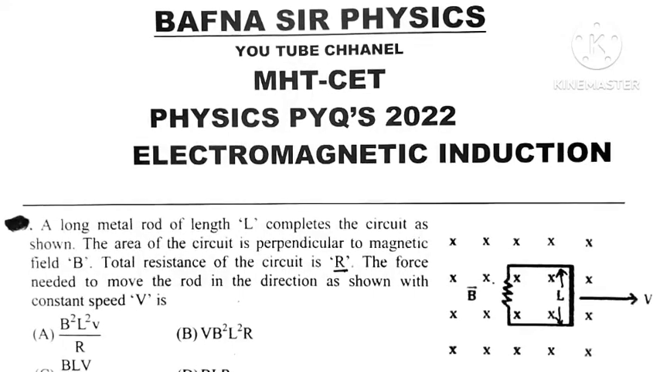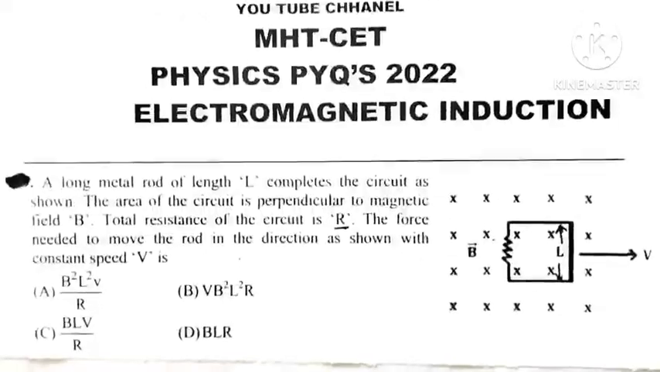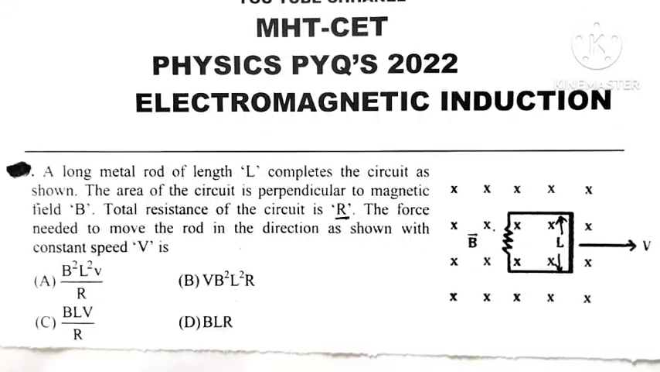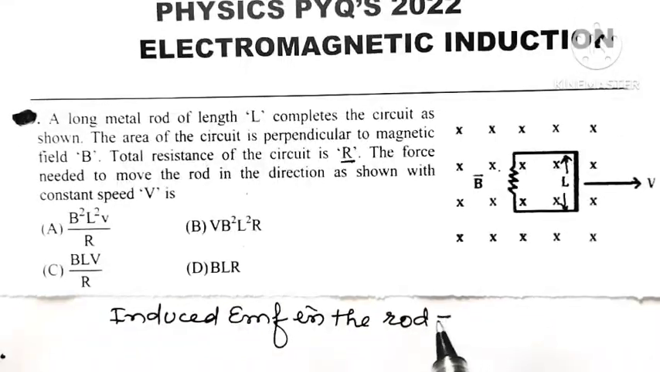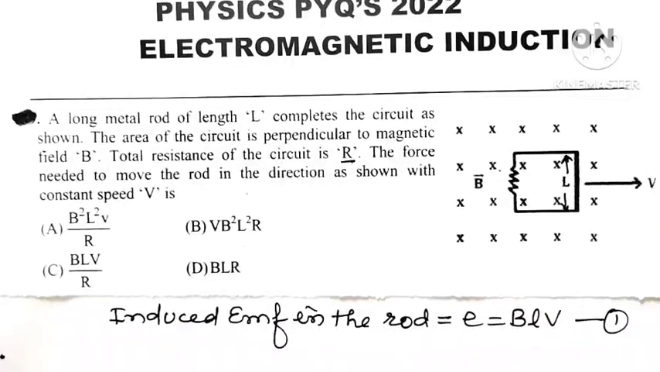As far as the EMF induced across the rod is concerned, what is the induced EMF in the rod of length L? What is the EMF induced across the two ends of the rod? The EMF induced across the two ends of the rod is E equal to BLV, where L is the length of the rod.